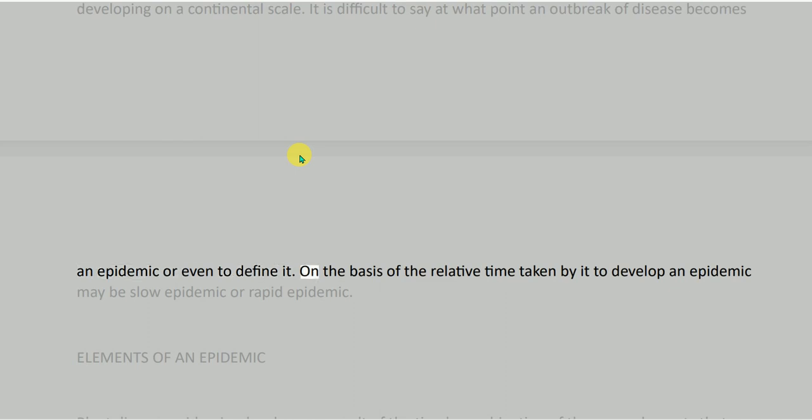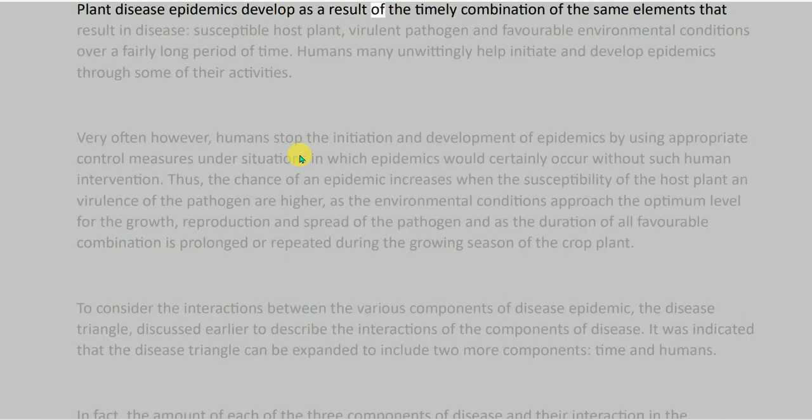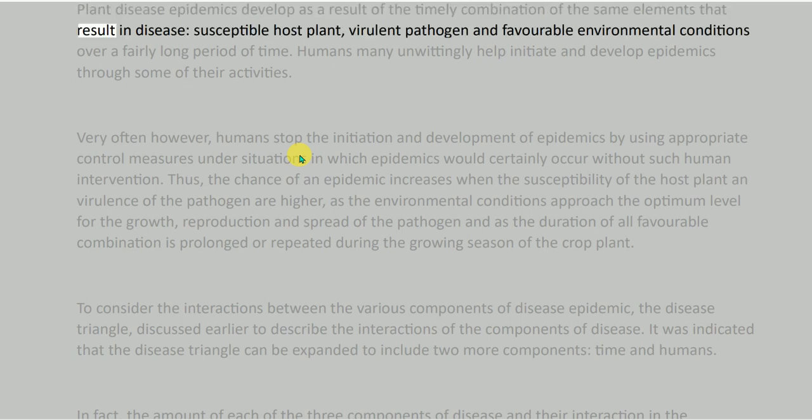On the basis of the relative time taken by it to develop, an epidemic may be slow epidemic or rapid epidemic. Elements of an epidemic. Plant disease epidemics develop as a result of the timely combination of the same elements that result in disease: susceptible host plant, virulent pathogen, and favorable environmental conditions over a fairly long period of time.